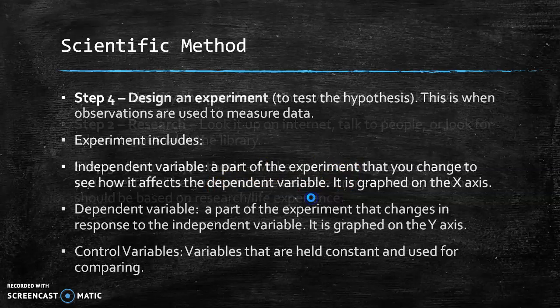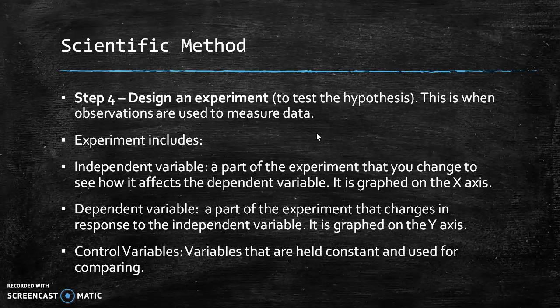So after you make an educated guess, you go to test that guess, right? That is when we reach step 4, which is designing an experiment. And you design an experiment to test that educated guess or to test the hypotheses. And this is when observations are used to measure data.